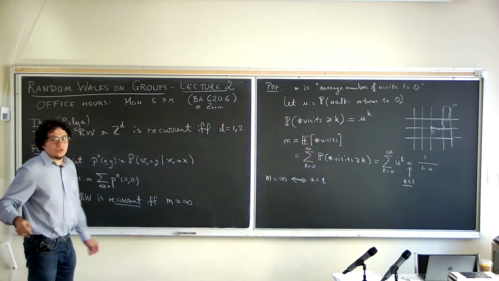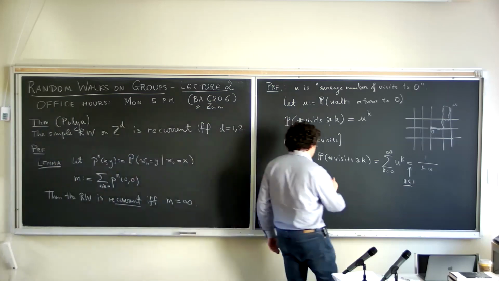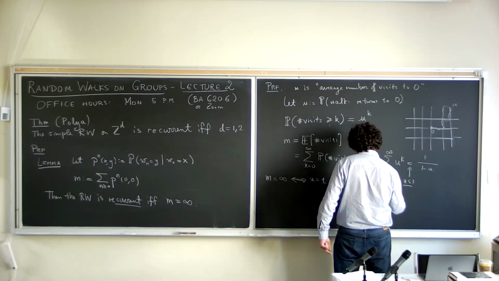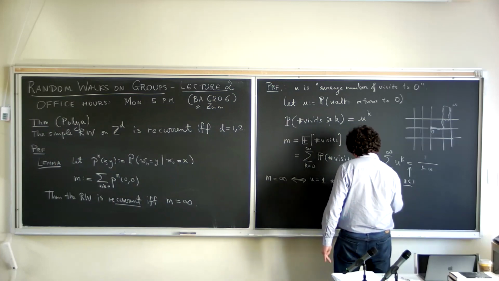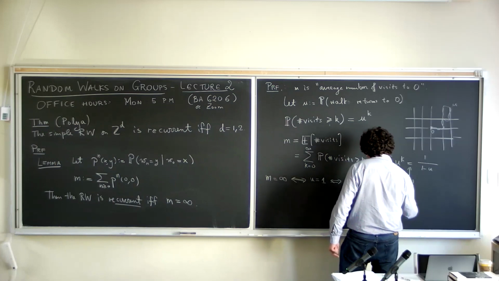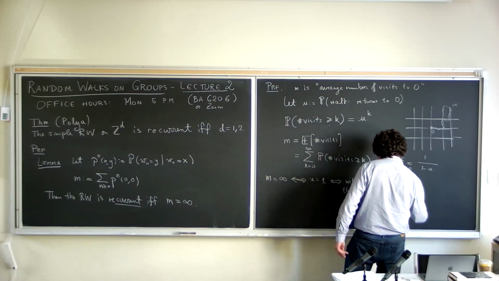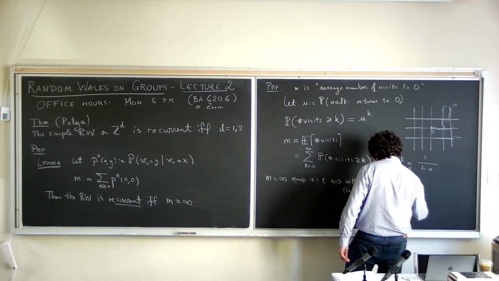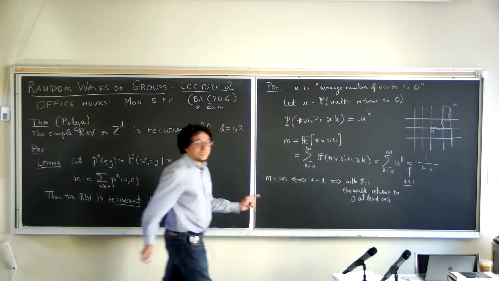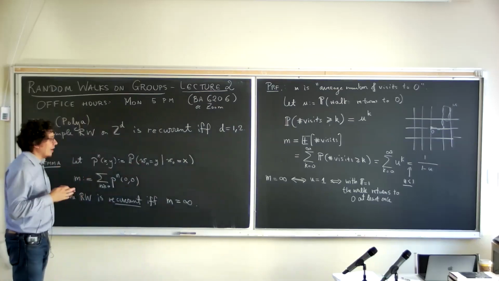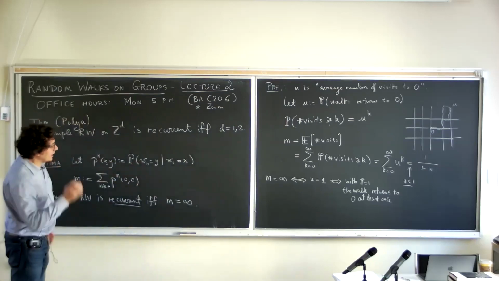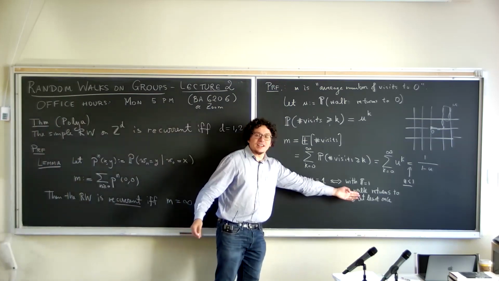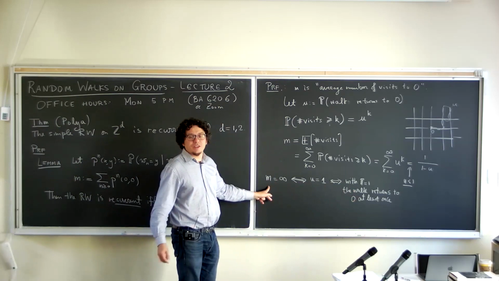And what does it mean for u to be equal to 1? Well, it means that with probability 1, the walk returns to 0 at least once. So this already gives you sort of half the theorem, because you see, if the random walk returns infinitely often, then it returns at least once. So m has to be infinite.